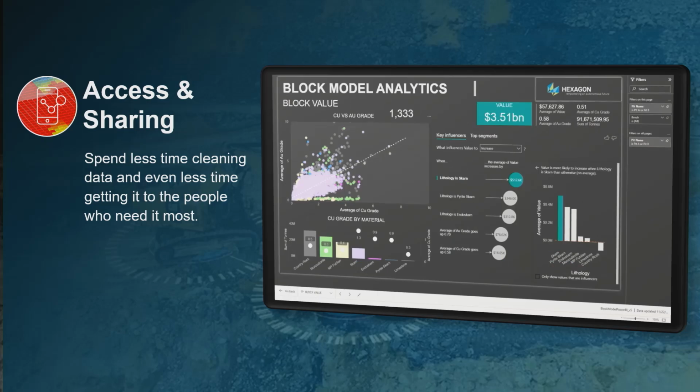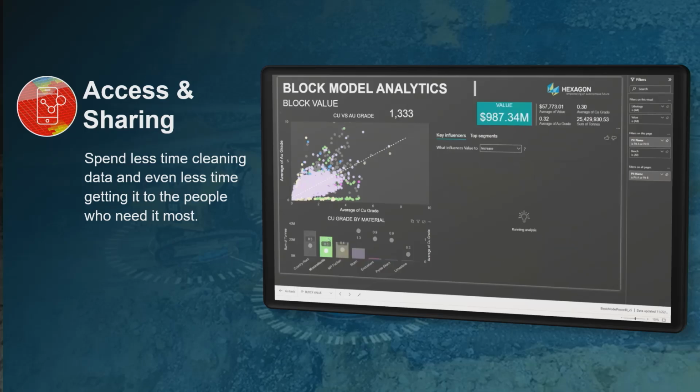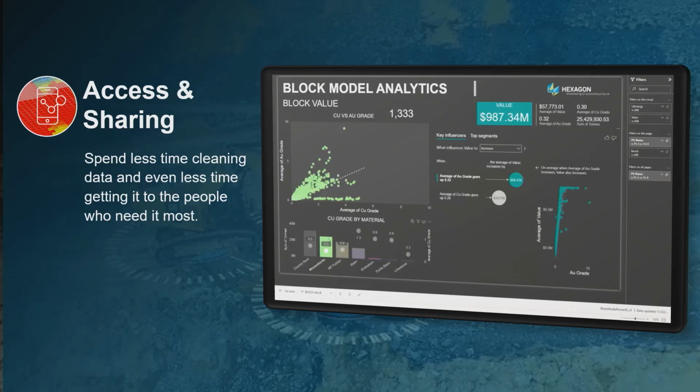At the end of all this, what we've done is enabled the right people to get the right information at the right time to make the right decisions. This is one example of how Hexagon has created a platform for you to work with your data.